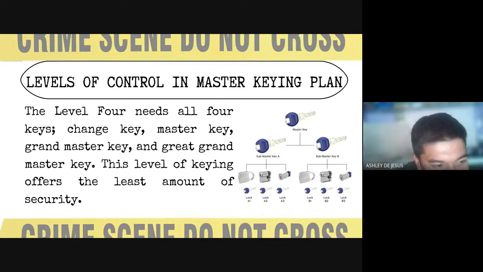This level of keying offers the least amount of security, as there need to be many different keyways for the different keys to unlock the lock. With this, it allows the opportunity for keys not meant for that lock to unlock it. For example, very large hospitals, universities, and large government complexes.